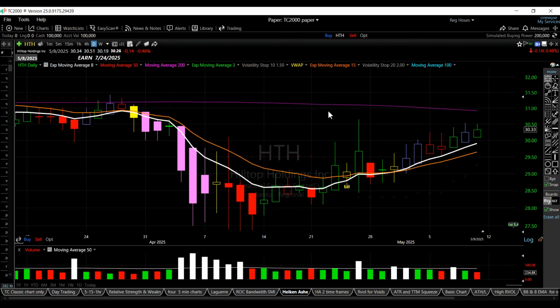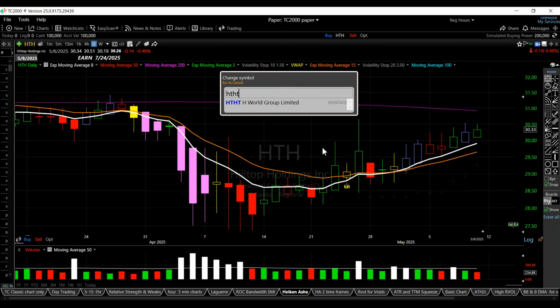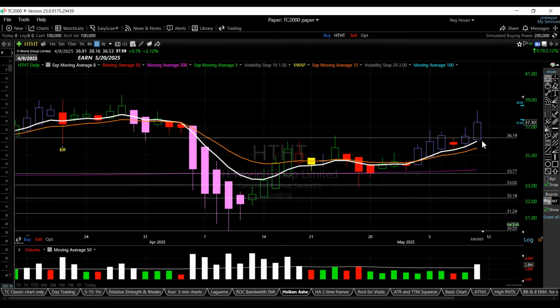HTHT is also another long. All right, and you can see these are the Heiken-Ashi candles. Now this is a long because it's a continuation of the Heiken-Ashi. Oops, that's wrong. Sorry, the wrong chart. HTHT, here it is. All right, there's your Heiken-Ashi reversal.